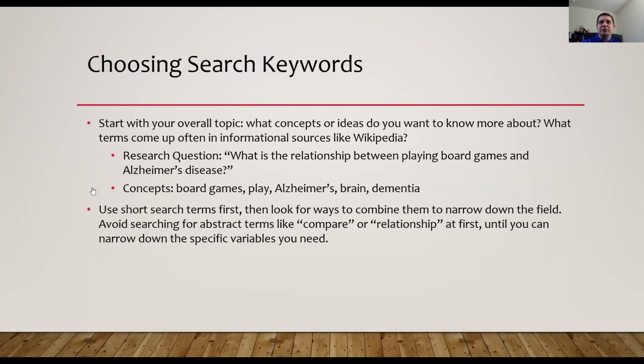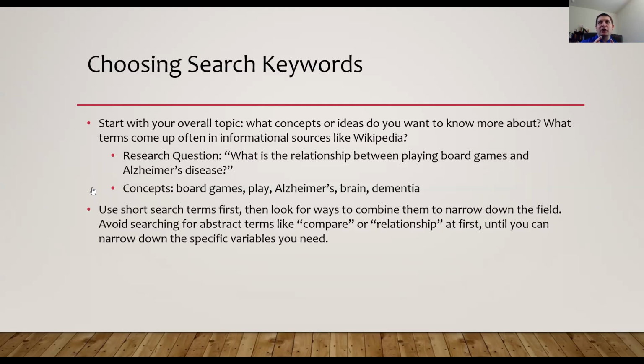So as you go, start with short terms, usually broad terms. Broad terms work best at first. As you learn more about how the sources in that field talk about these things, then you want to look for ways to combine them. Because ultimately you want to narrow it down to something that you can reasonably read through in a work session, or at least save them to read them later.